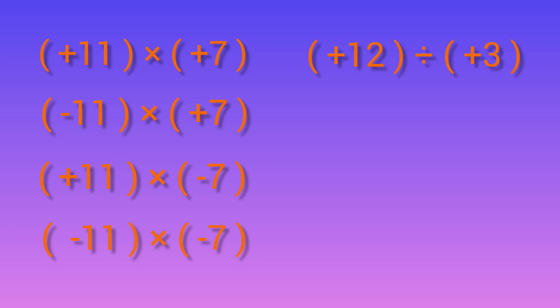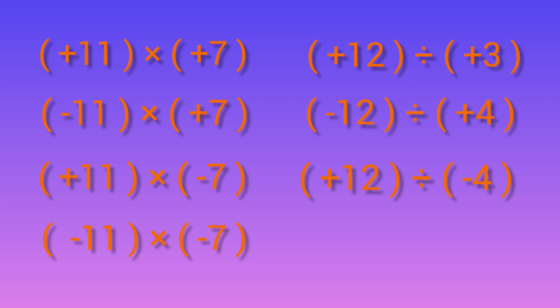Today we will learn how to multiply two positive numbers, multiply a negative number and a positive number. We will multiply two negative numbers. We will also divide. We will divide two positive numbers, divide a negative number by a positive number. We will divide a positive number by a negative number, and we will also divide two negative numbers.